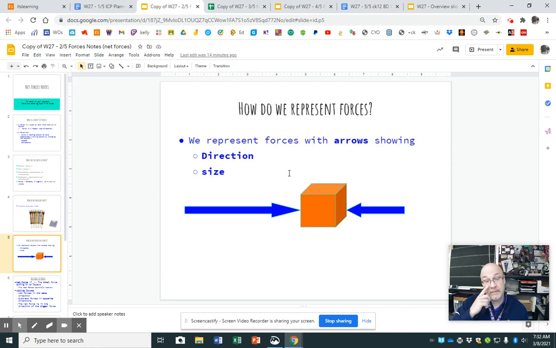Forces can be represented by arrows. Arrows are not the forces themselves. They're the representations of the force. And obviously, the bigger the arrow, the bigger the force. The smaller the arrow, the smaller the force. And arrows have direction. So that's how you can represent the force as a vector.